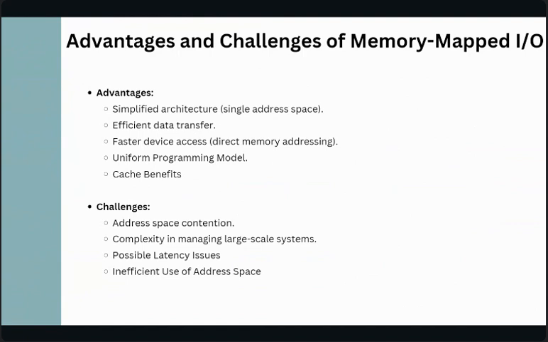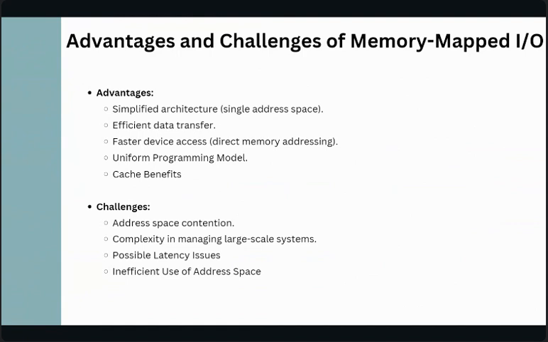Fourth one is uniform programming model. Memory mapped I/O allows devices to be accessed using the same instructions that are used for reading and writing memory. This reduces the complexity of writing device drivers and makes it easy to manage devices within the same memory access framework. Last one is cache benefit. Devices that do not require frequent data updates can benefit from the CPU's memory cache using memory mapped I/O. This allows for faster access time to device registers and status flags, reducing latency.